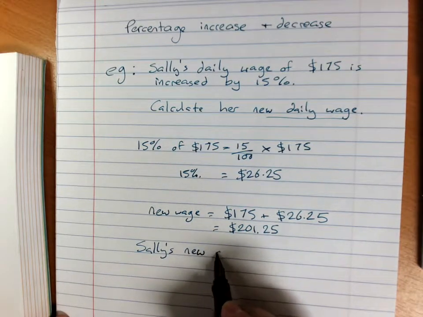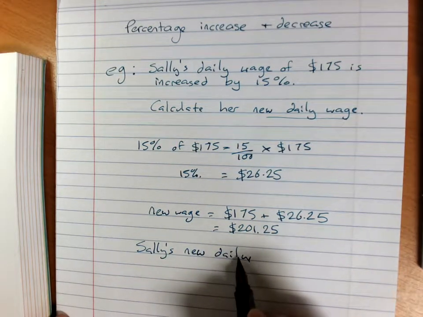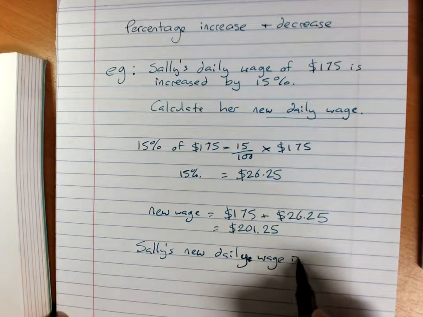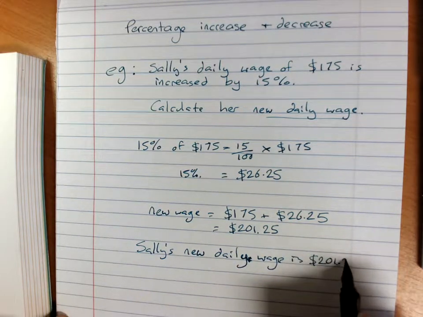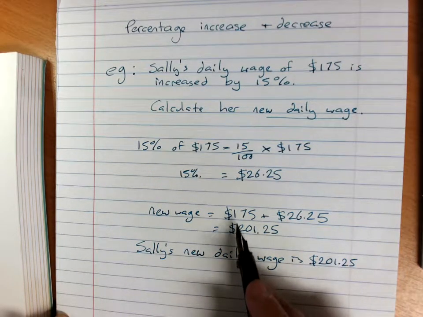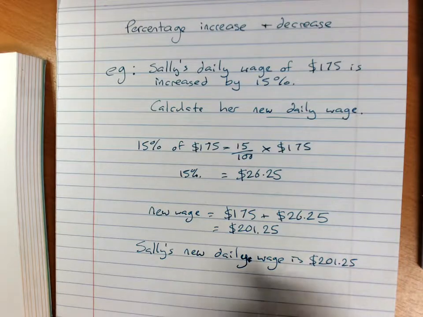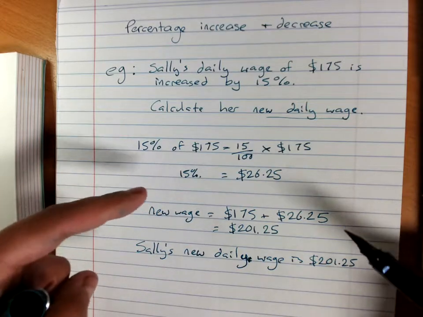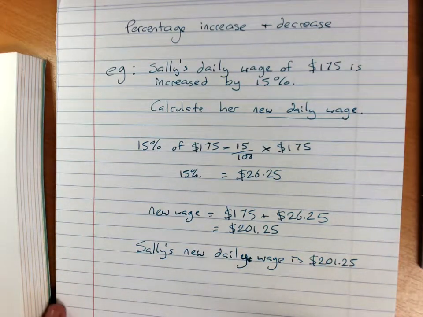Sally's new daily wage, can't spell, is $201.25. As long as that dollar sign is there in the answer, I don't mind if it's not there in your working. In fact, it makes your working a little easier. So that's find the percentage and add it or subtract it. That is a fair bit of working.